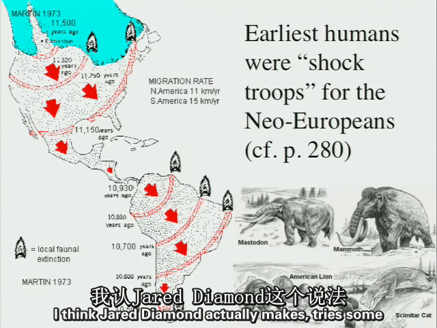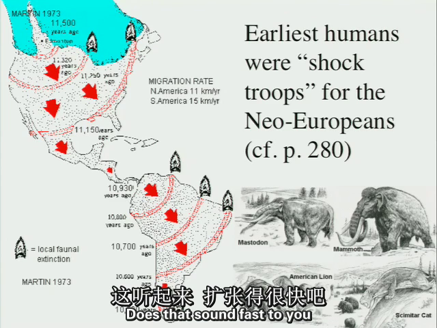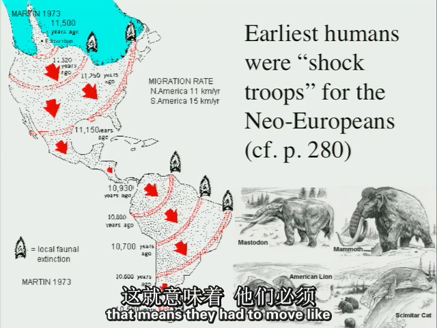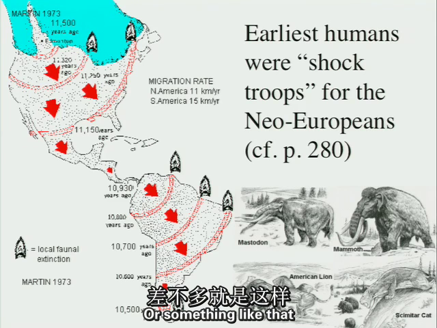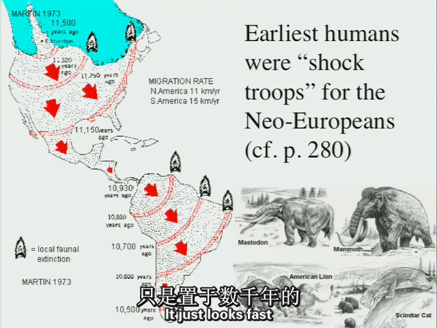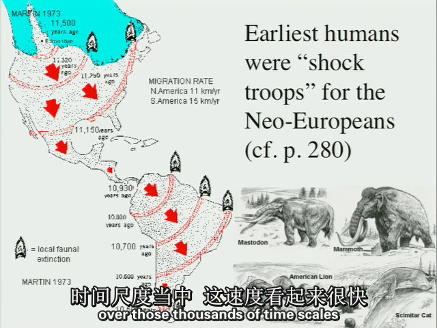I think Jared Diamond actually says, well, does that sound fast to you? And he's like, well, if you actually work it out, that means they had to move like 100 yards a day or something like that. It's not that remarkably fast. It just looks fast over those kinds of timescales.